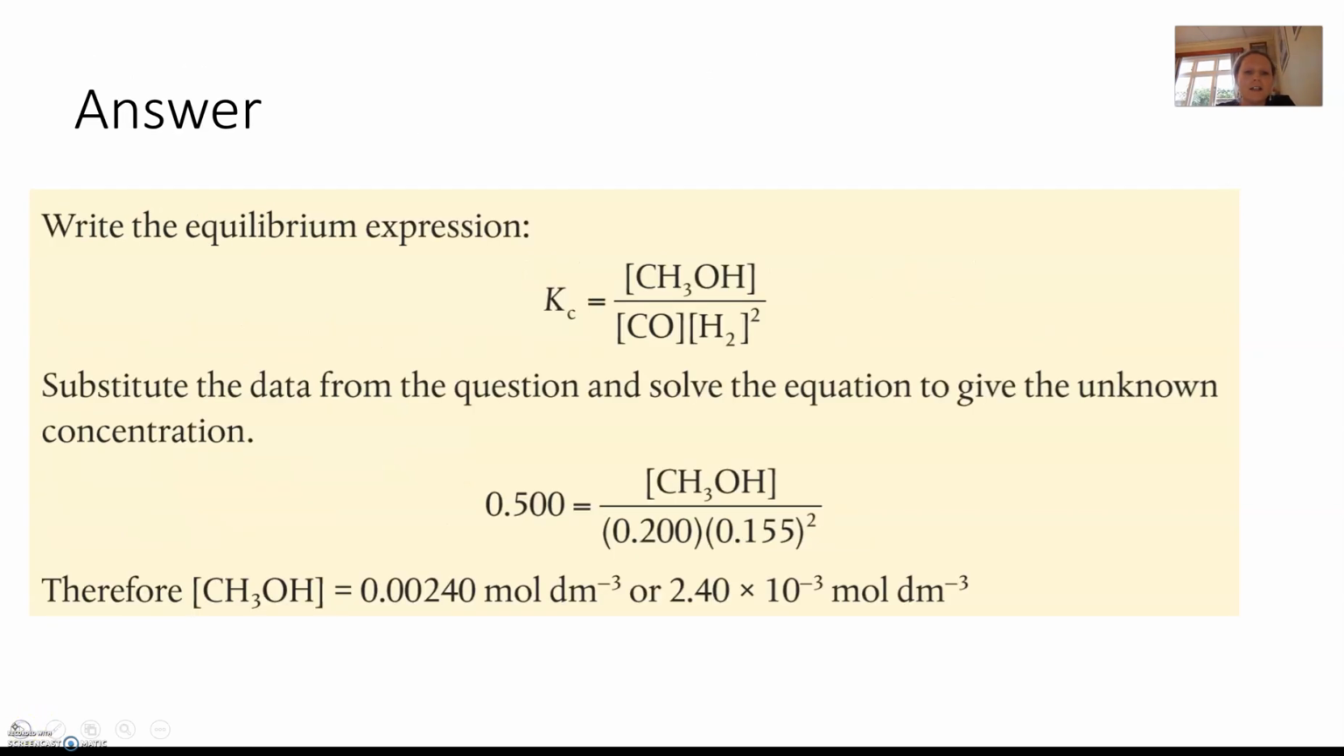So it's not too hard. We write our Kc, and then we just rearrange. You're given the Kc, you're given the product, so therefore you times these two up here, and you should be able to do that easy peasy, and you get given an answer like that.